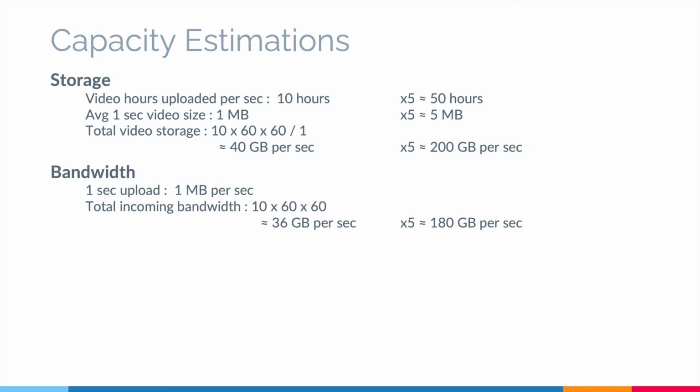Now total outgoing bandwidth, meaning the videos being watched per second, would be the videos uploaded per second multiplied by number of views per video upload. 7200 GBs can be approximated to 7 TBs. To handle 5 times the traffic, we need to handle for 35 TBs of outgoing traffic per second.